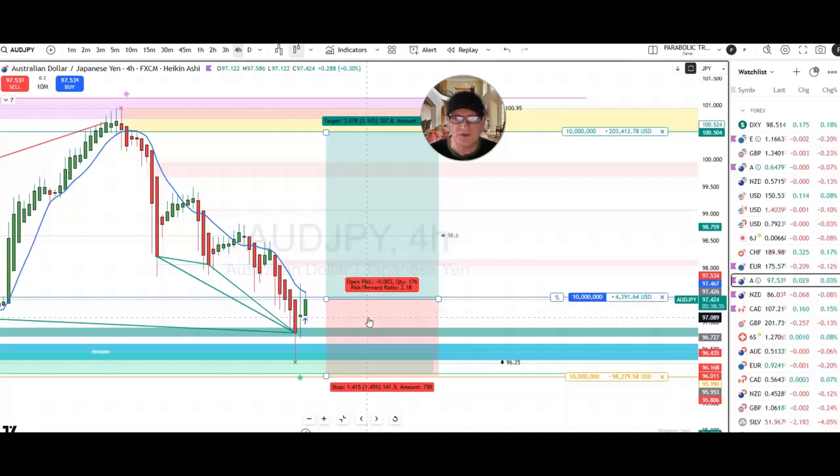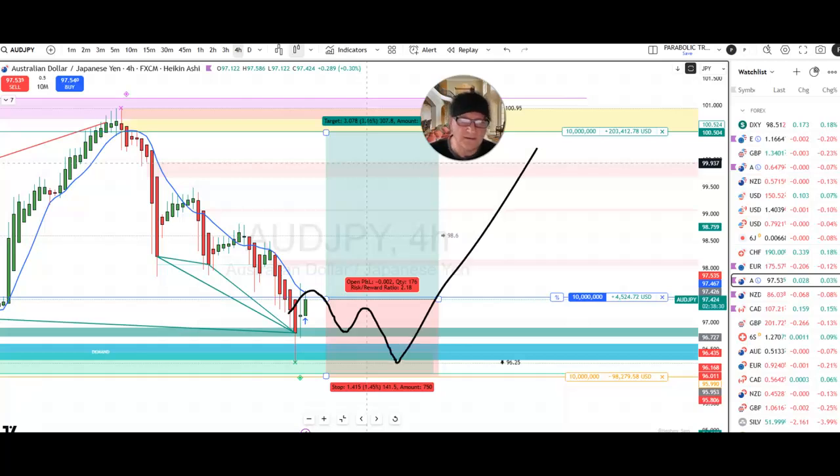We've still got 2 times risk to reward, which is great, but you need to have that in order for the price to float. So this is probably going to do this, then it's going to do this, then it's going to do this, and hopefully it's then going to do that. That's the point of having the stop.